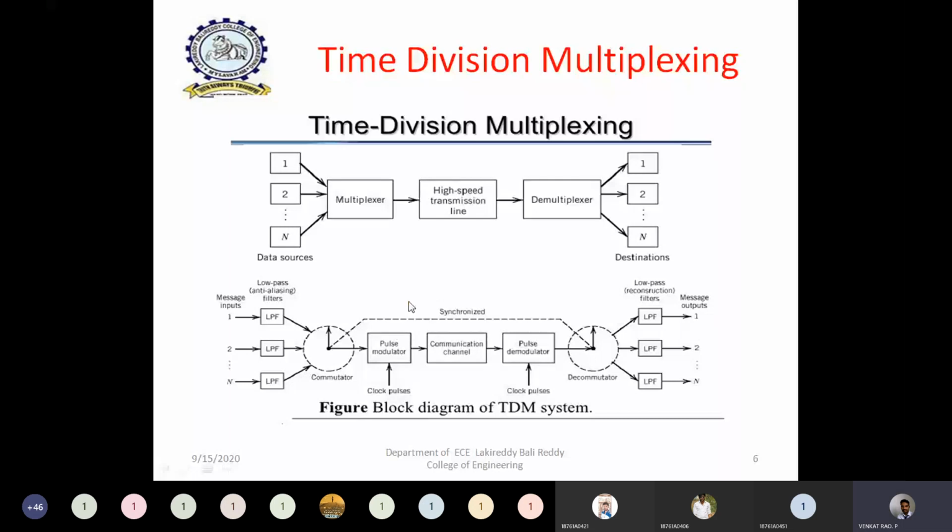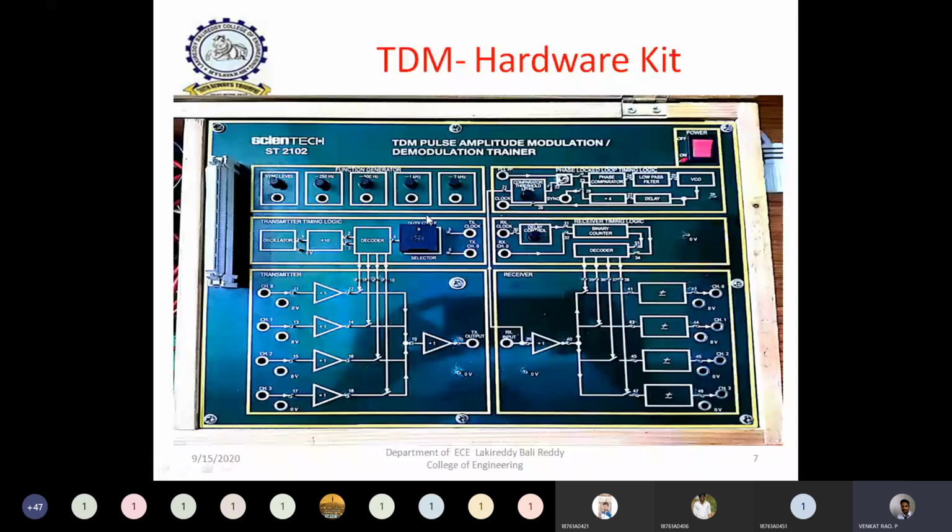Now we are going to see what the hardware kit for time division multiplexing is, which is provided in our laboratory, how to analyze time division multiplexing by observing that kit, how to give the inputs, and how to observe the multiplexed signal. Now let us see. All of you carefully observe this hardware kit diagram. So this is the diagram which indicates the time division multiplexing.